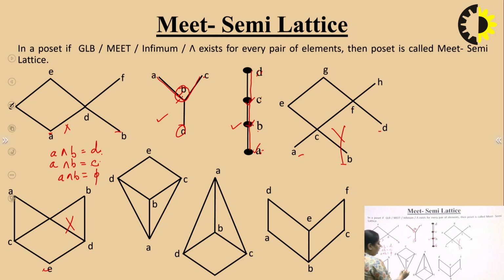Again, single bottom? Yes. Now search for each and every pair. For D and C, we are getting B. For D and A, we are getting A. For C and A, we are getting A. For E and D, we are getting D. For E and C, we are getting C. Yes, for each and every pair, we are getting a meet.